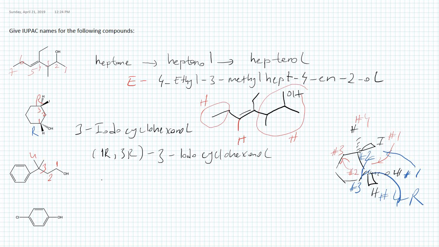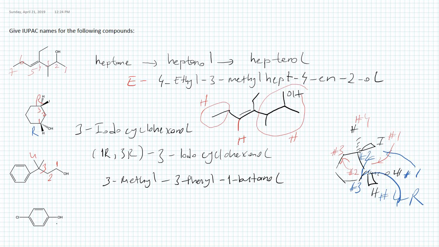Let's write the name. We have 3-methyl. We have to say methyl first. Then we have 3-phenyl, because M comes before P in the alphabet, and this is 1-butanol. Okay, the name is complete now.